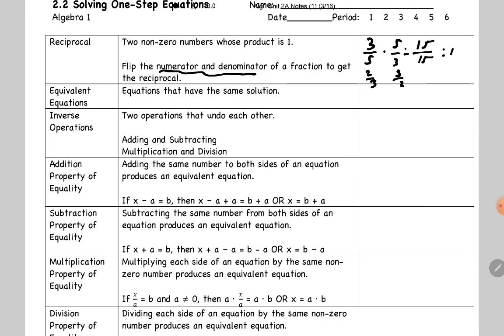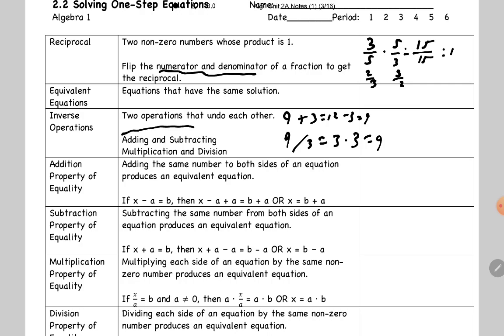Inverse operations. So two operations that undo each other. So let's say I have 9, and I add 3. That equals 12. I can undo it by subtracting 3 to get back 9. Multiplication and division, they cancel each other out. If I start with 9 and divide by 3, I'll get 3. I can undo that by multiplying that same 3 back to get 9.